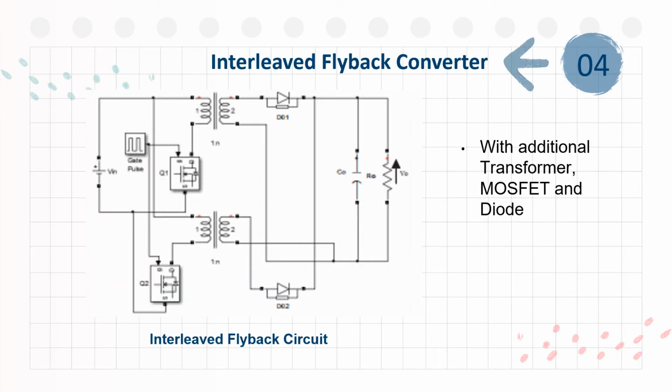This is the interleaf flyback converter circuit. It has an additional transformer, MOSFET and diode. The interleaf flyback converter basically has two flyback converters in one circuit.